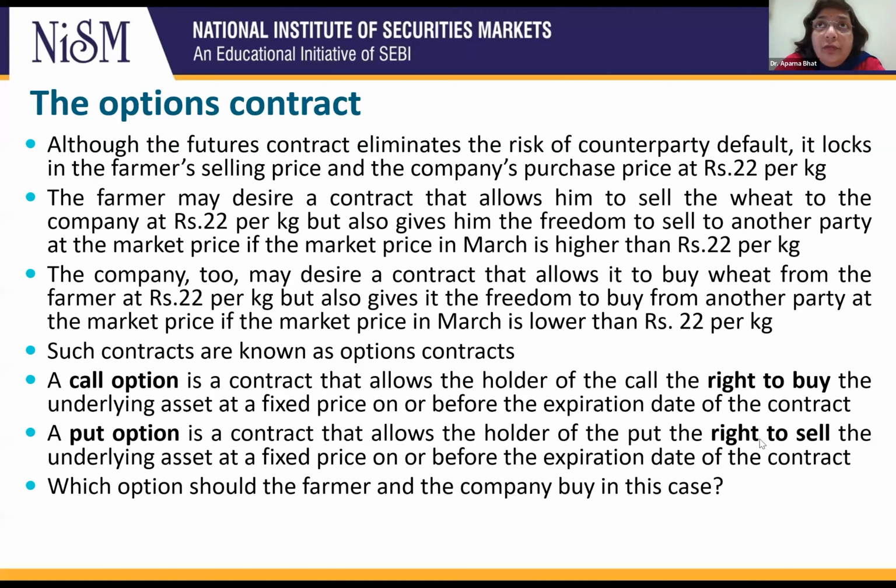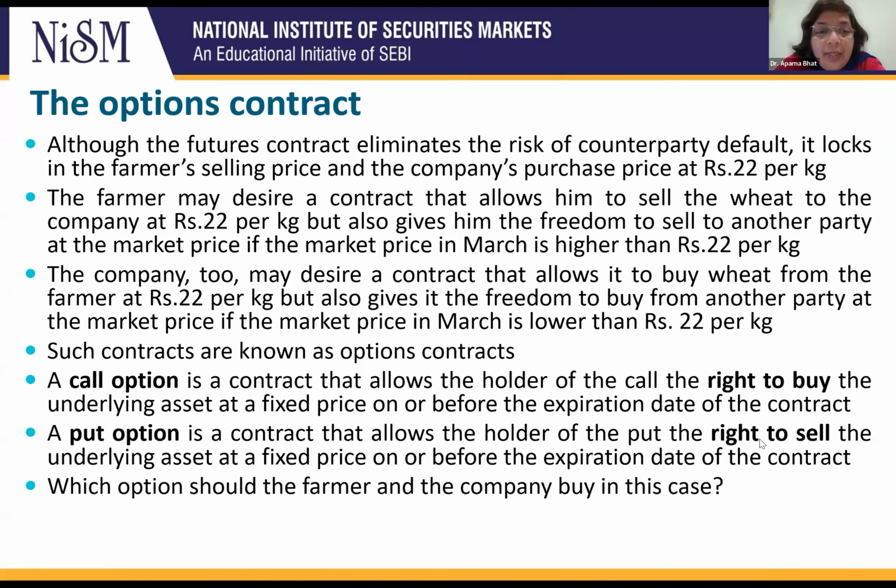So if the market price of wheat is higher in March, let's say 30 rupees, the farmer can't take advantage of that because he's bound to deliver the wheat to the company at 22. And similarly, if the market price has slipped to 18 rupees, again the company can't take advantage of the cheaper wheat because the company is forced to buy it from the farmer at 22.